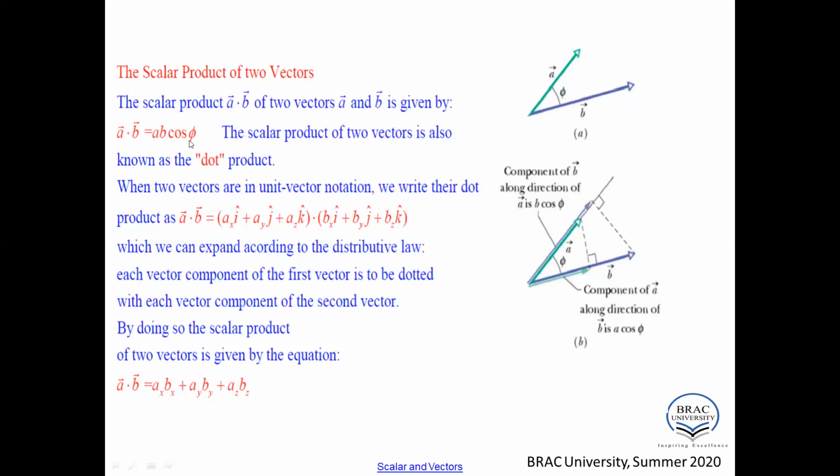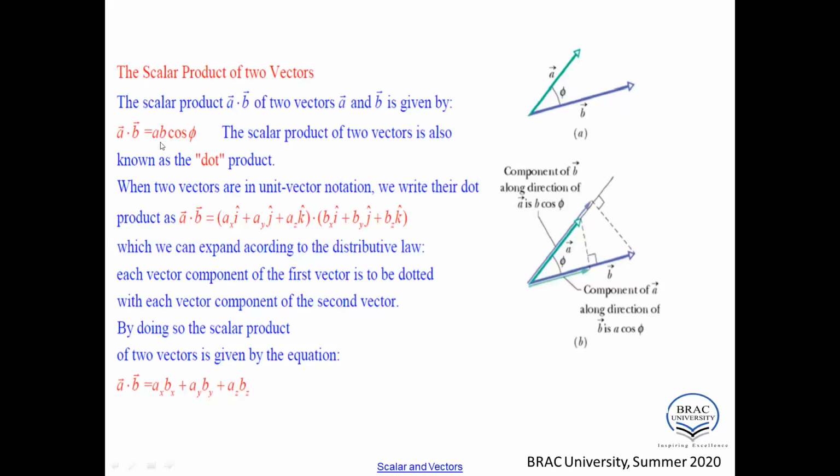So here we consider the smaller angle between vector A and vector B. If you take the largest angle between two vectors, in case of scalar product the result will be the same, but in case of cross product the result will be wrong, because cos minus theta equals cos theta, but sin minus theta equals minus sin theta. So from this equation, the dot product of two vectors, vector A dot vector B, equals AB cos phi.